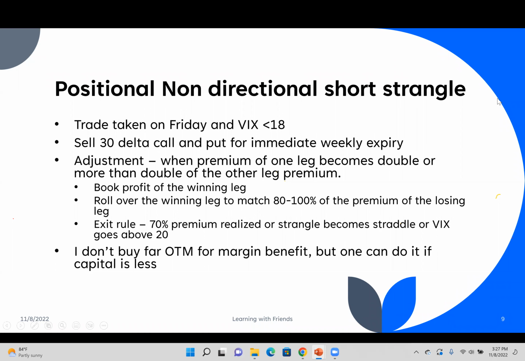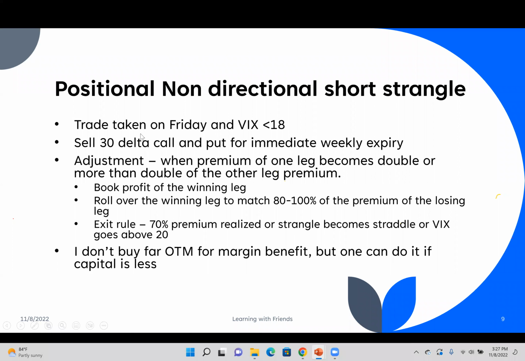So that's how it works. Here, a few things I apply. For example, I don't do it in a high VIX situation. If it is less than 18, you take the trade on Friday, sell 30 delta call and put for the weekly expiry, right? So on Friday, you're taking the trade for the Thursday expiry.